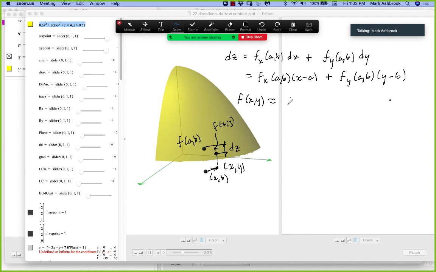You take the change in z, and all you need to do is add the original z to it, and that will give you the new z. And again, it's going to be approximate. It's not going to be the actual value of the function. It'll be approximate because this change in z, our differential, is based on linearity, where the surface is actually curved, right?